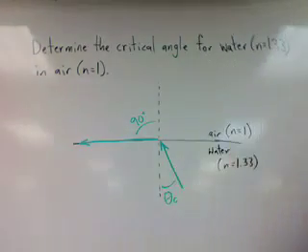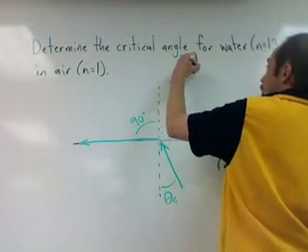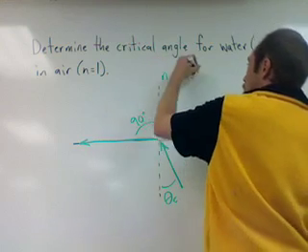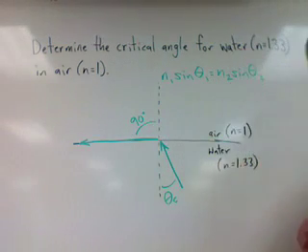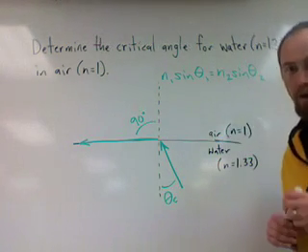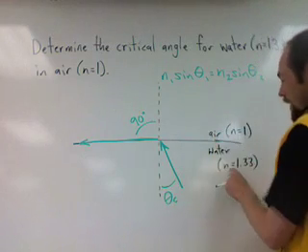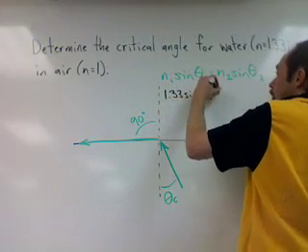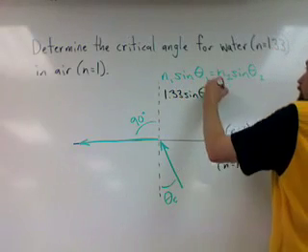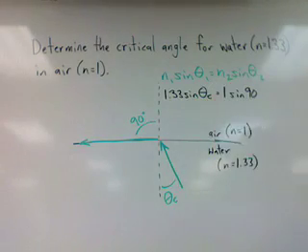So if I'm going to use Snell's law to solve for that, remember Snell's law is N1 sine theta 1 equals N2 sine theta 2. So if I try to plug in my numbers, I'm going to use a darker color so you can see it a little bit better. My N1 is 1.33 sine theta critical, because that's what I'm looking for, that angle, equals 1 times the sine of 90.